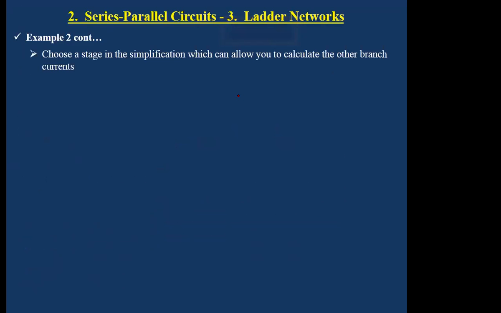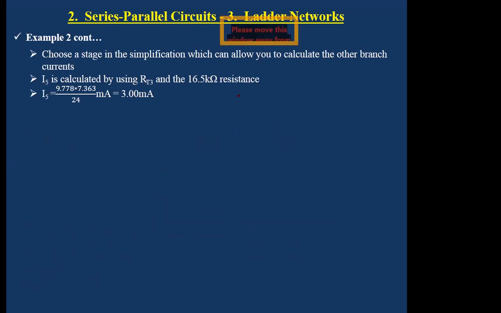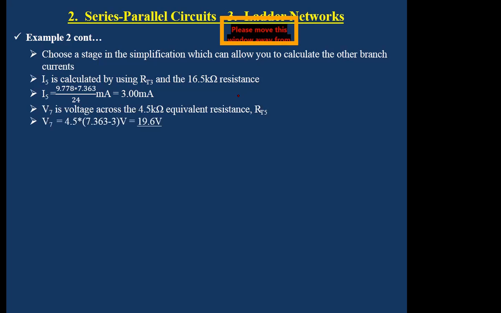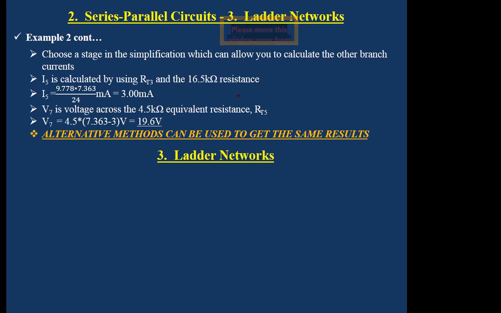Then from there, you choose the stage in the simplification which allows you to calculate other branch current. For I5, you calculate using RT3 and 16.5 kilo ohms. So I5 is 3 milliamps. V7 is the voltage at the 4.5 equivalent resistance RT5. So V7 will be 4.5 over the total resistance multiplied by the 3 current. You go in the revised circuit there, you get your 19.65. You can use alternative methods and you get the same results.